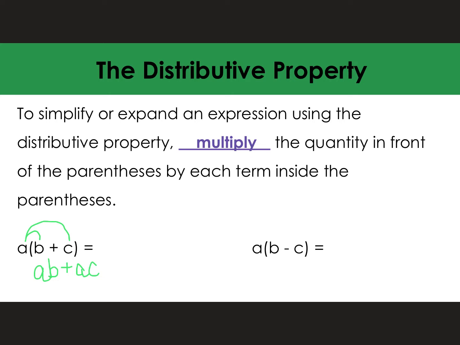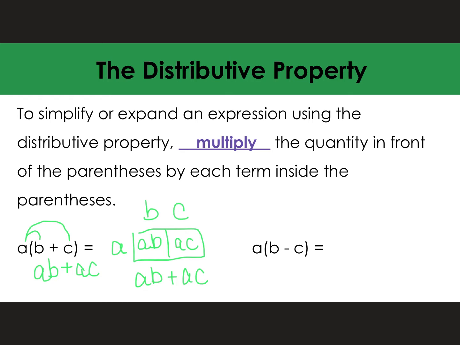The other way we can do it is the box method. You put the A in front of the box, and then you put the B and the C on top. They're both positive because they don't have negative signs. It's like a multiplication chart. So A times B is AB, A times C is AC, and they're both positive, so it would be AB plus AC.